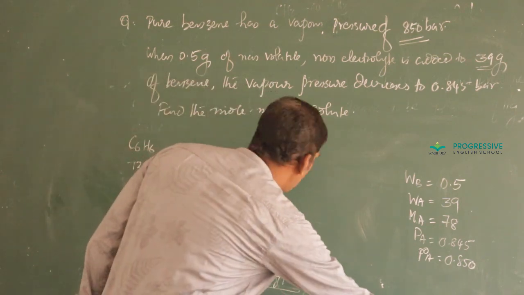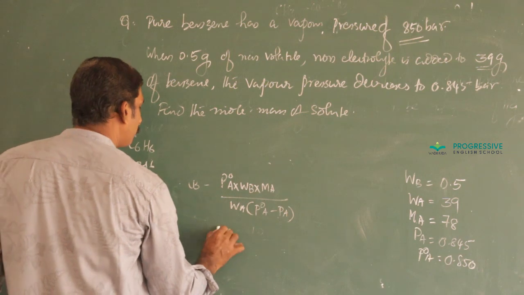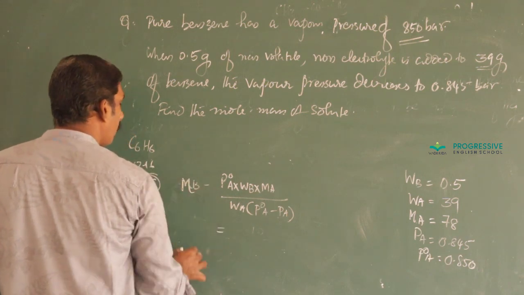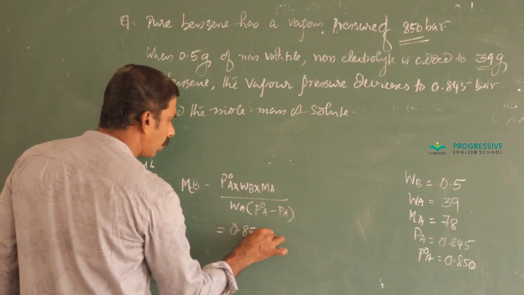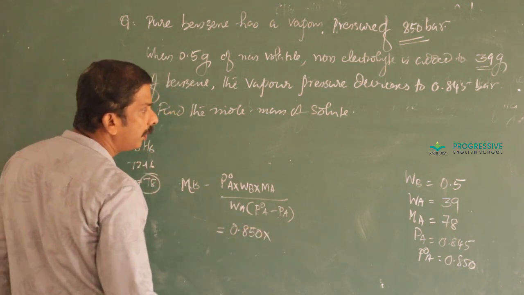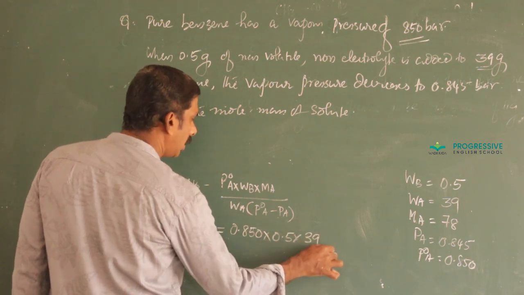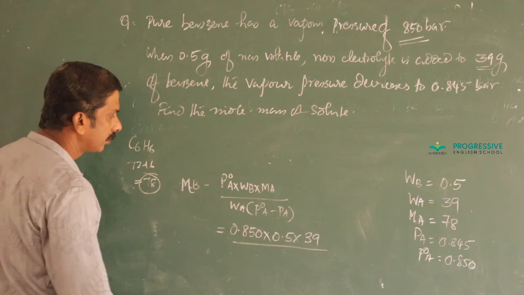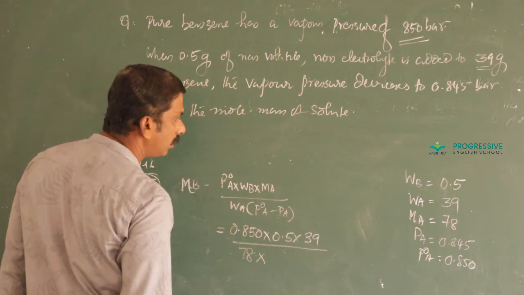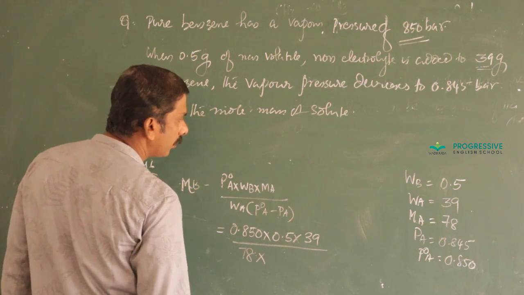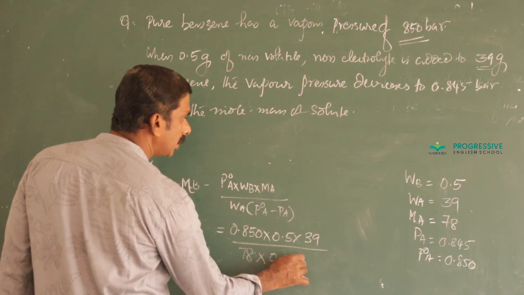On substituting the data, what is MB? It is 0.850 into WB, 0.5, into 39 divided by 78 into P0A minus PA, which means 0.005.